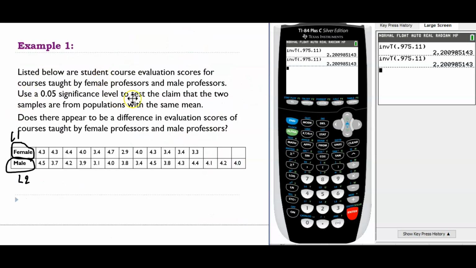Now let's go back to the question and make sure we answered it. Does there appear to be a difference in evaluation scores of courses taught by female professors and male professors? No, there does not appear to be a big difference in evaluation scores of courses taught by female and male professors.